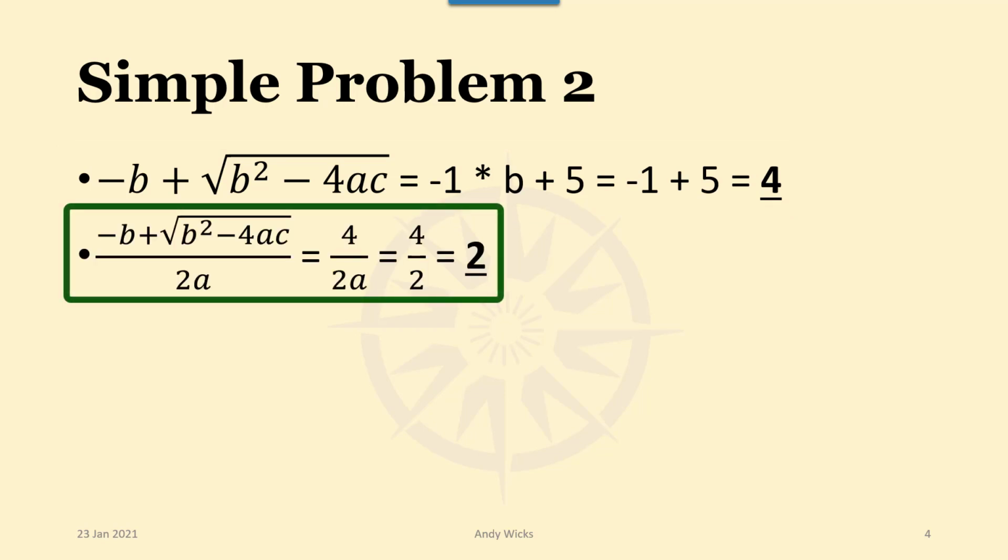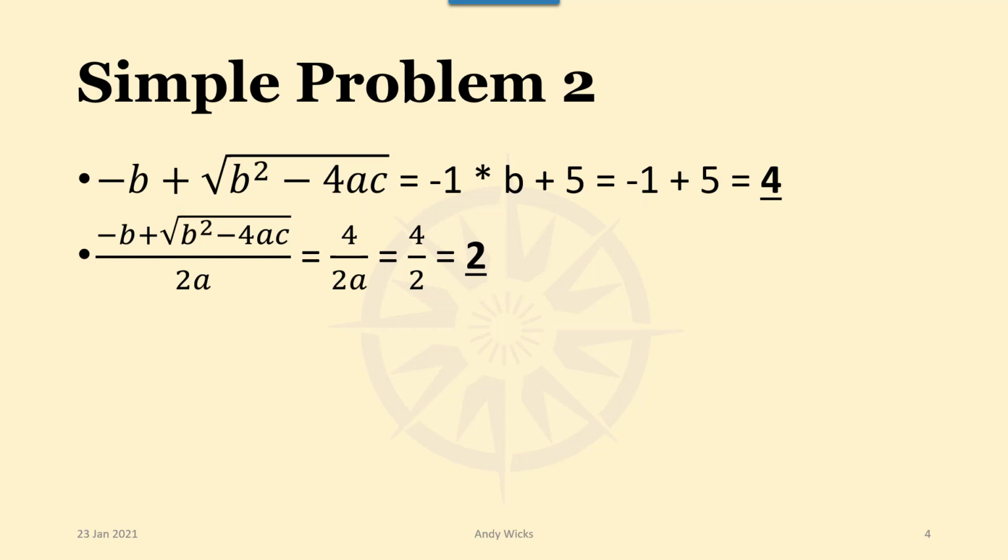What happens when we divide by 2a? Well, we know that the previous step gave us 4. So all that stuff on the top that we can now forget about is just 4. 2 times a, 2 times 1, is 2. So 4 divided by 2 is just 2. So what we're saying is that the first root of this equation is 2.